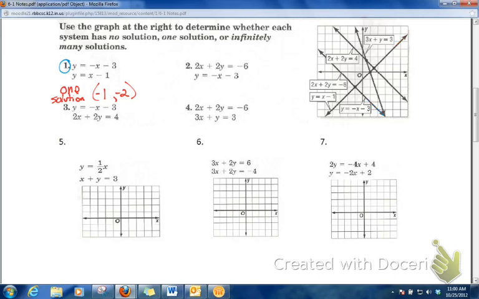You should be able to figure out how many solutions these equations have based on whether they intersect, don't intersect, or are the same line. So pause the video, try 2, 3, and 4 on your own.